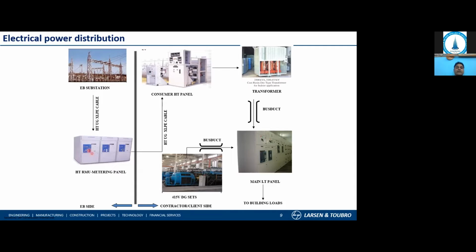Then from here, it gets safely into the metering with the HT panel, and then it goes to the consumer HT panel where it is metered. Then from here it goes into the transformer, which is a very, very important equipment in the electrical distribution, where it steps down the voltage to the user level of the equipment inside the building. Through the main LT panel, I then distribute further inside the building. Each and everything, we will be covering how we are going to manage in the entire process.